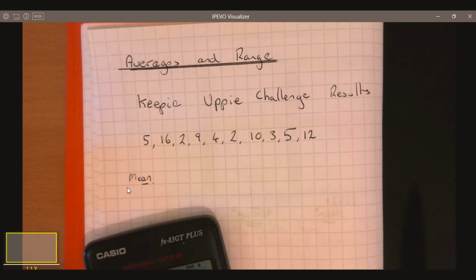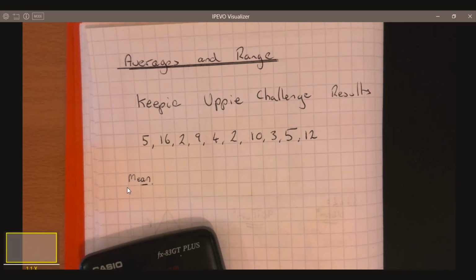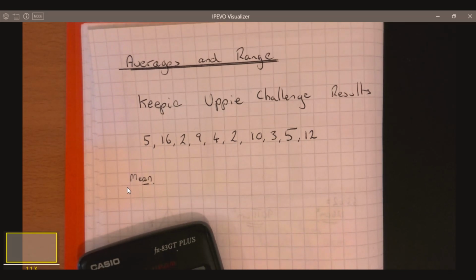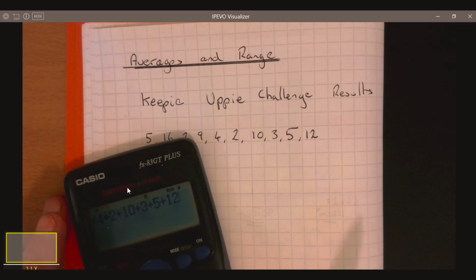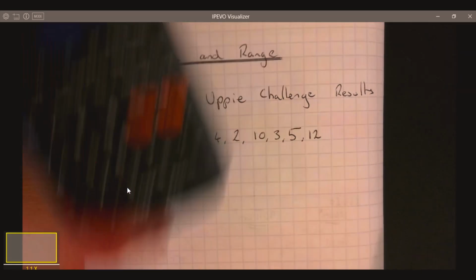All right, so we just need to add this lot together. All right, so the mean is just these added together. So 5 add 16 add 2 add 9 add 4 add 2 add 10 add 3 add 5 add 12. Okay, so just got those. So we got 68.